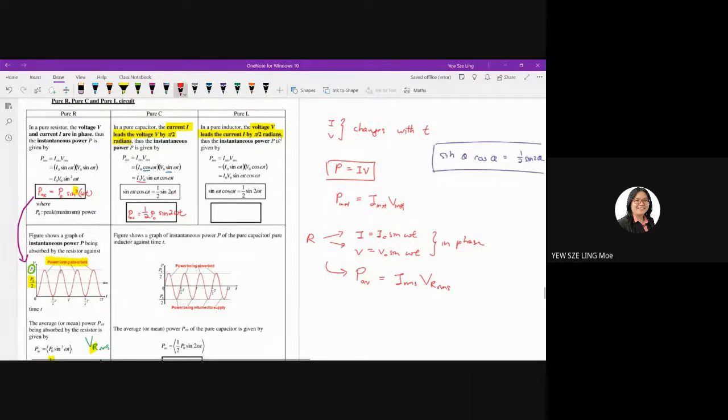So when you derive the equation, the instantaneous power in a pure L circuit is exactly the same as the instantaneous power in a pure C circuit, which is 1/2 P naught sine 2 omega t. We obtain this because of the trigo identity, sine theta cos theta equals 1 over 2 sine 2 theta.